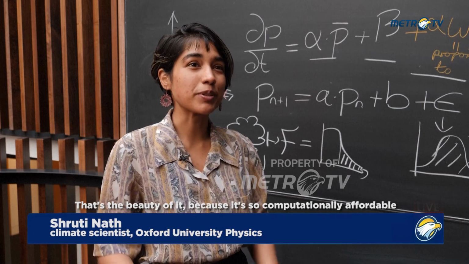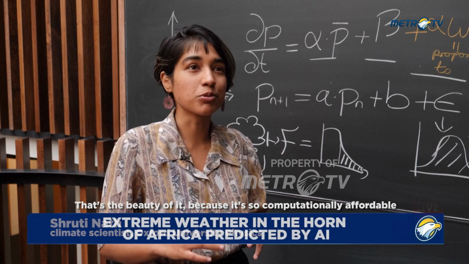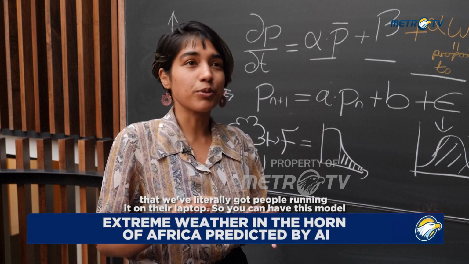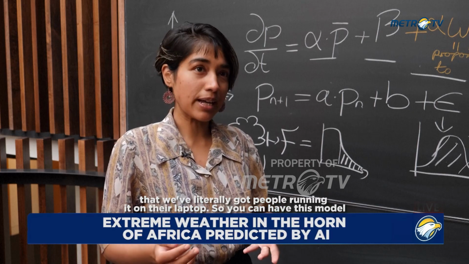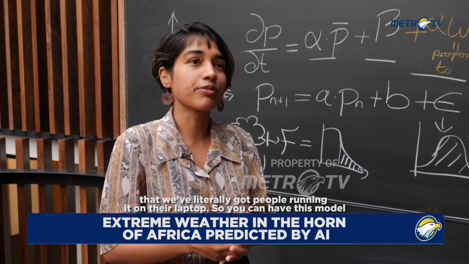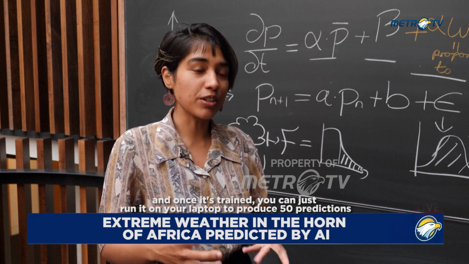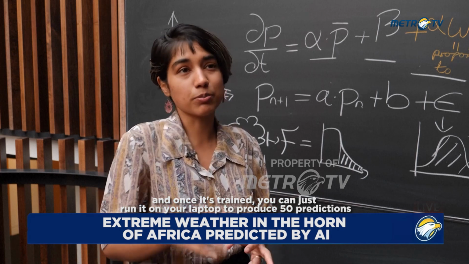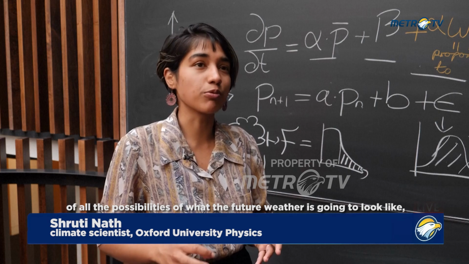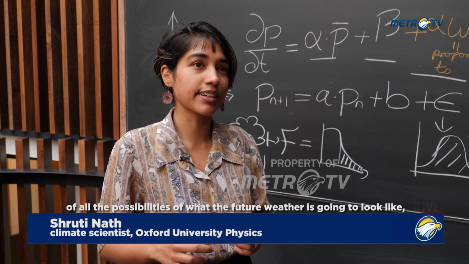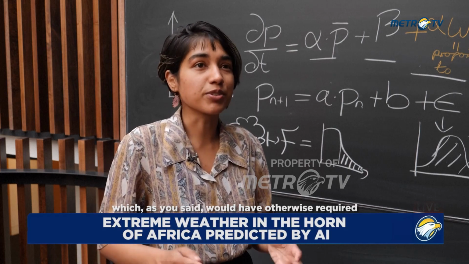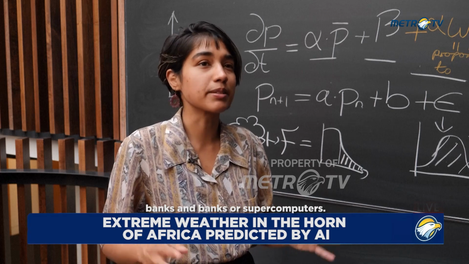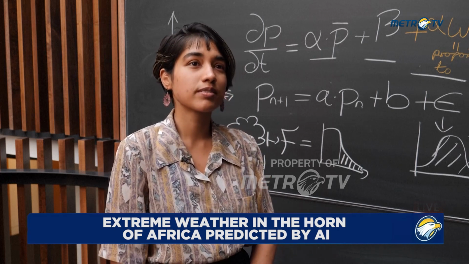That's the beauty of it, because it's so computationally affordable that we've literally got people running it on their laptop. So once this model is trained, you can just run it on your laptop to produce 50 predictions of all the possibilities of what the future weather is going to look like, which, as you said, would have otherwise required banks and banks of supercomputers.